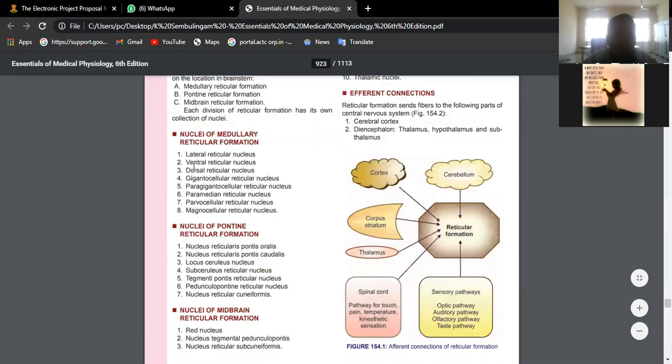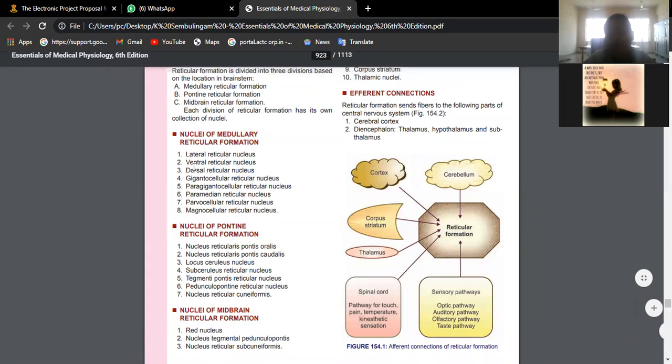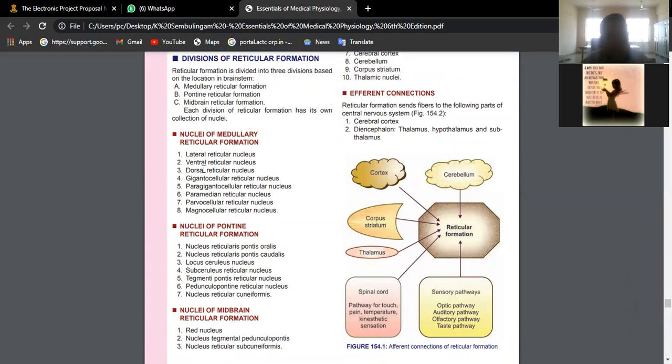Like we have seen in the thalamus, so many nuclei are present. Similarly here also we have many nuclei. Lateral reticular nucleus, ventral reticular nucleus, dorsal reticular nucleus. Gigantocellular, so many nuclei are there.